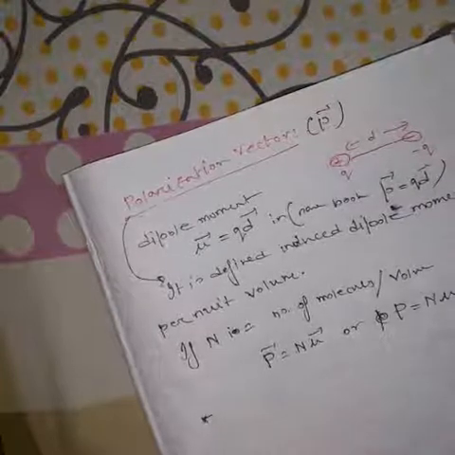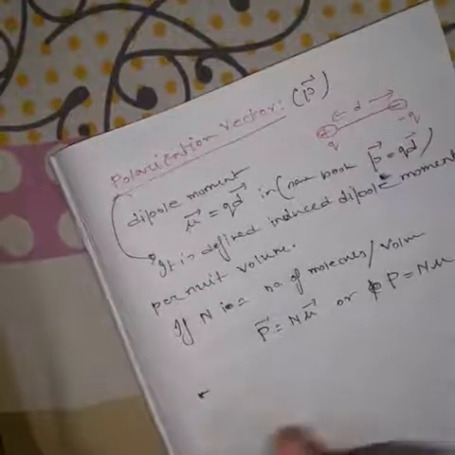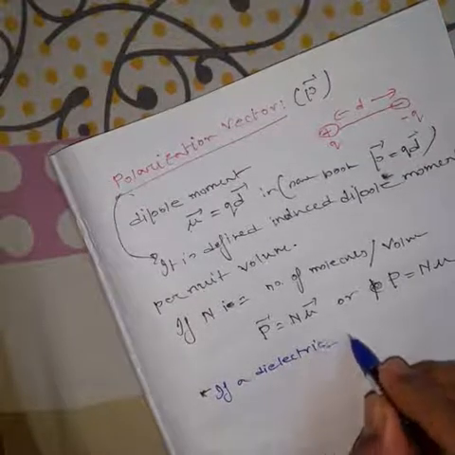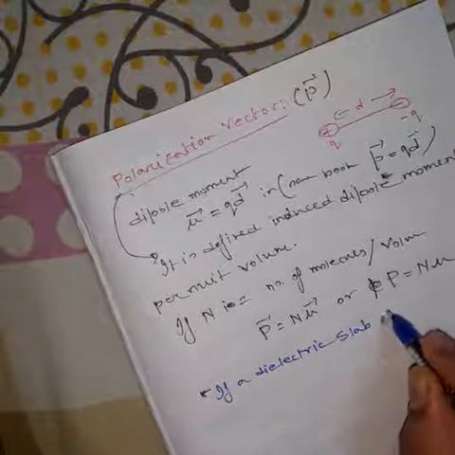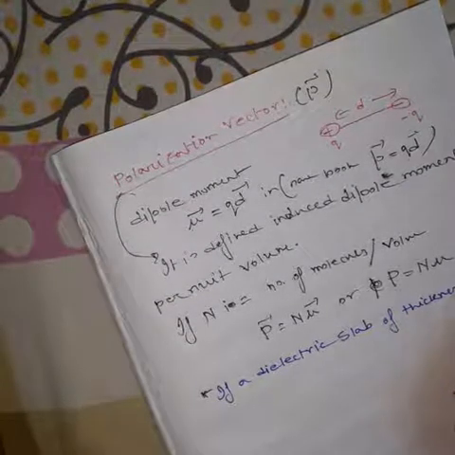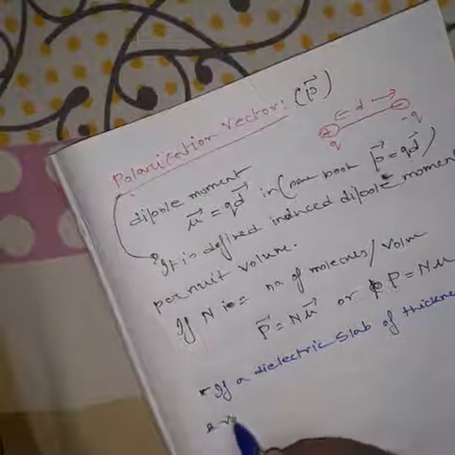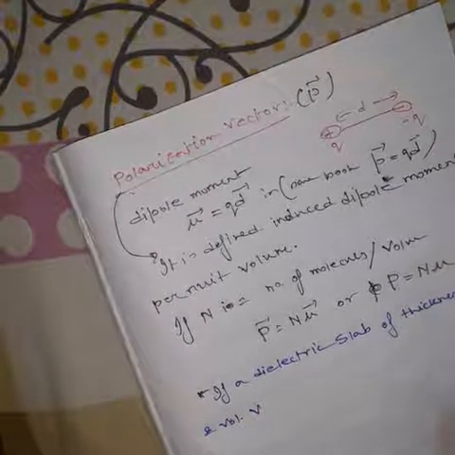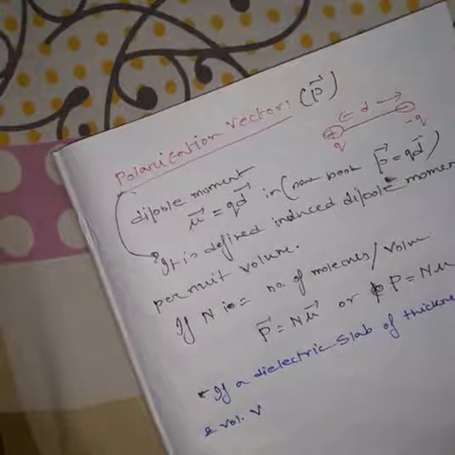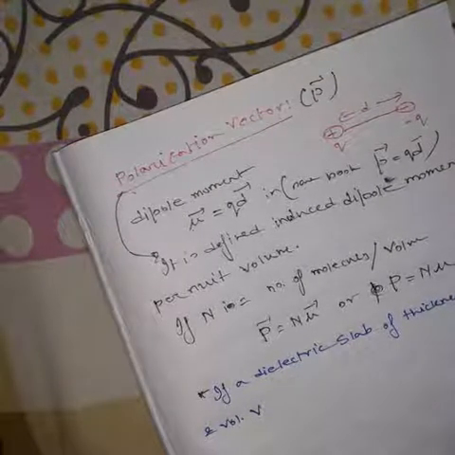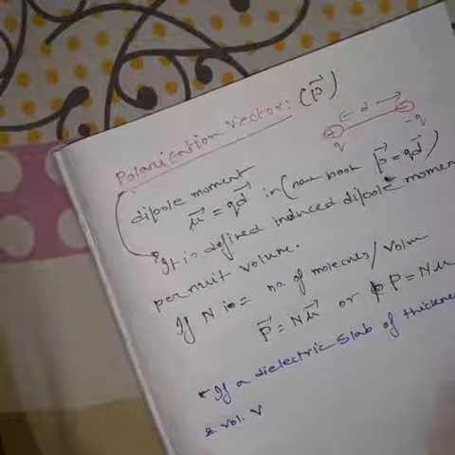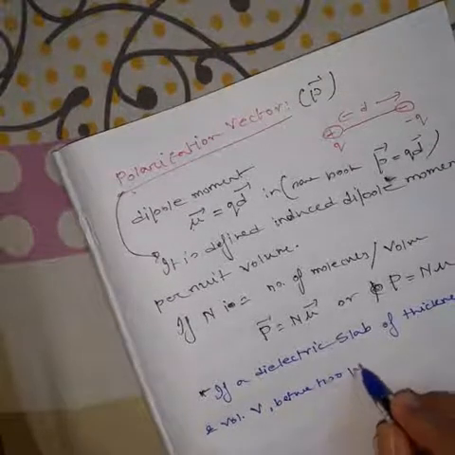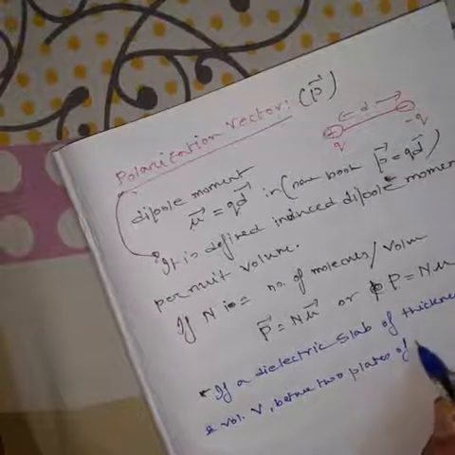Now let us consider another case, where I have a dielectric slab of thickness D and volume V. Basically this is my capacitor, this is the dielectric, which has thickness D and volume V, between two plates of a capacitor.